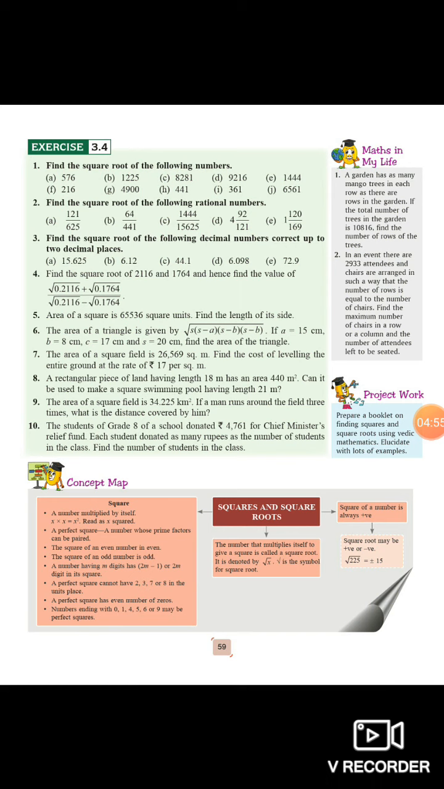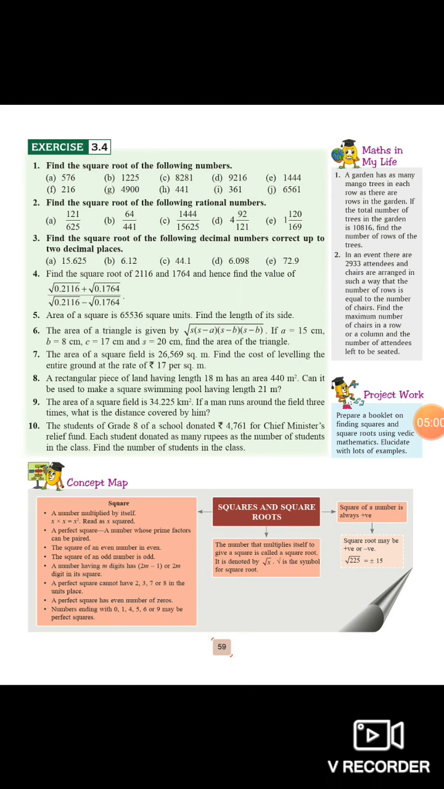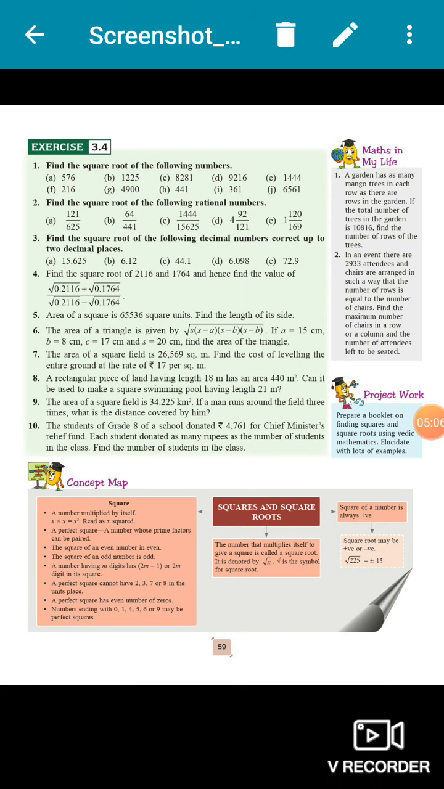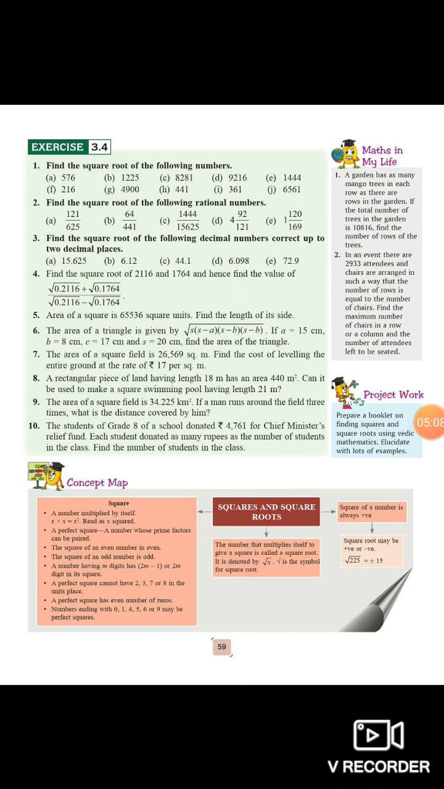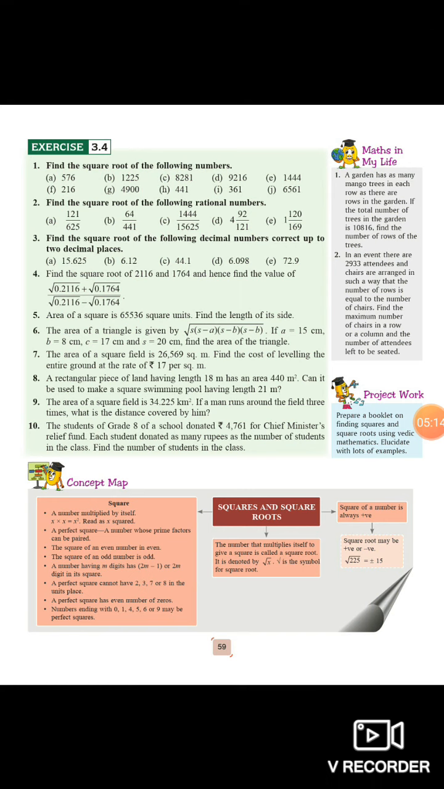Okay, so in one round, the distance the man has covered will be equal to the perimeter. And what is the perimeter of a square? What is the formula of the perimeter of a square? 4 into side. Okay, so it means for finding the perimeter we need the side, because 4 into side is the formula, but the side is not given to us, the area is given to us.